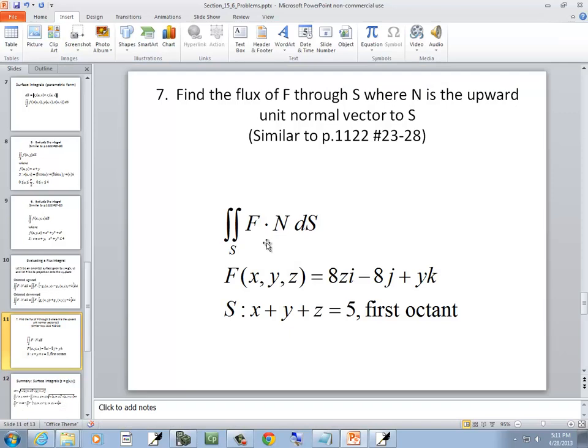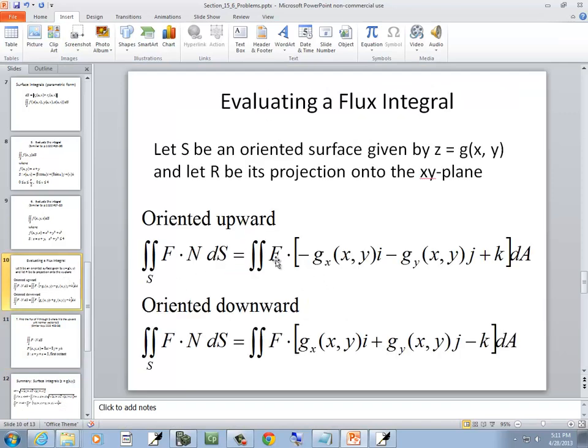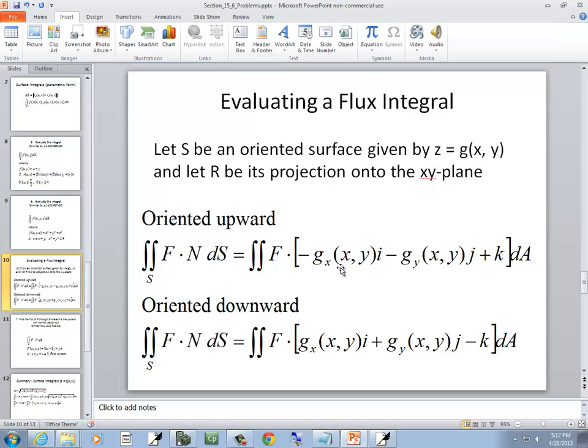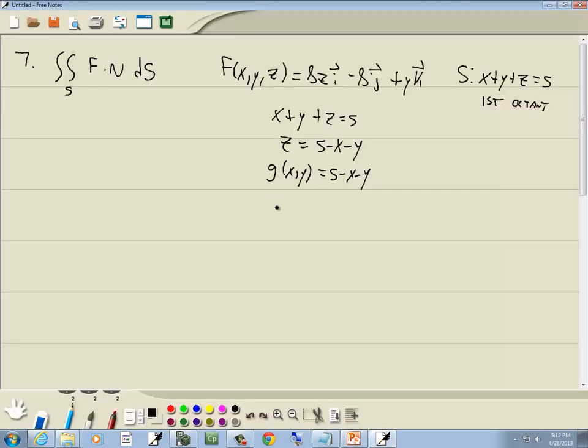Well, we come up here. We're going to need to find a dot product of F and then this, so we need to identify g of x, y first. If I take this, x plus y plus z is equal to 5, I can solve that for z. So I get z is equal to 5 minus x minus y. And z is the same as our g of x, y. So I need the partials of those. So partial with respect to x would be negative 1, and partial with respect to y will be negative 1.